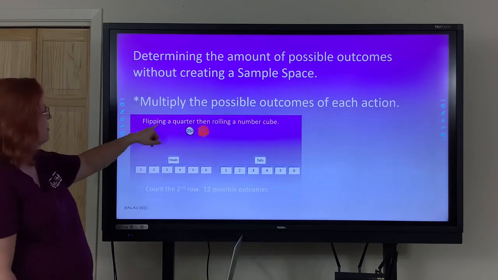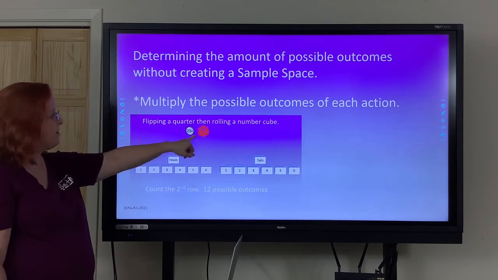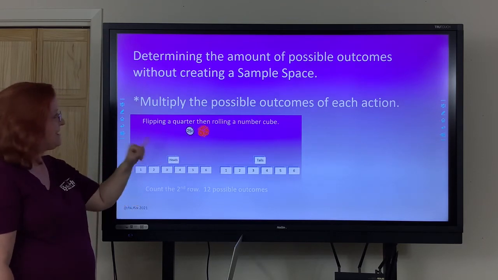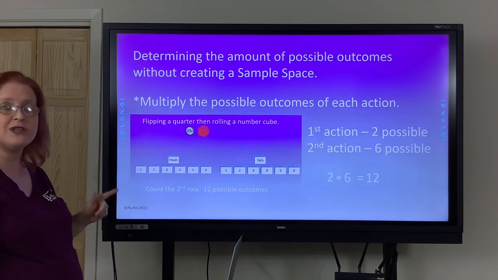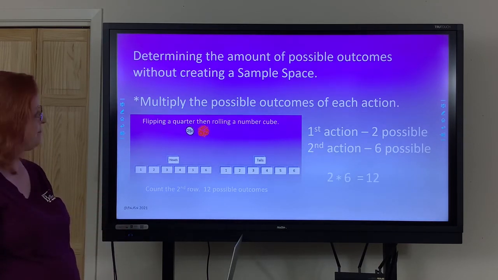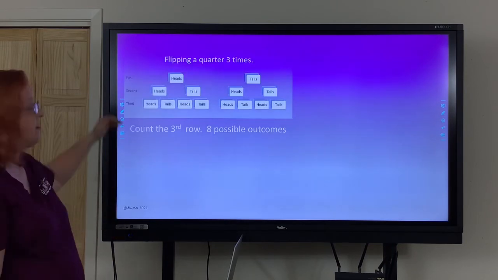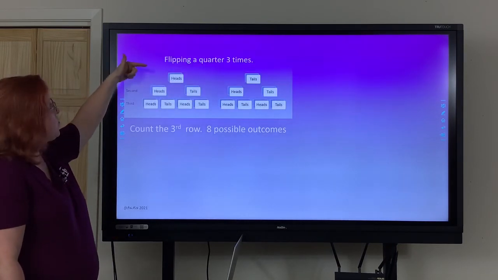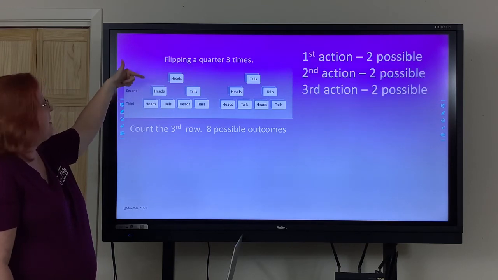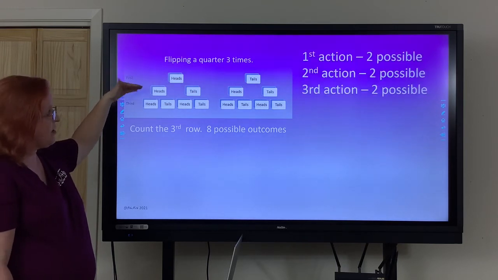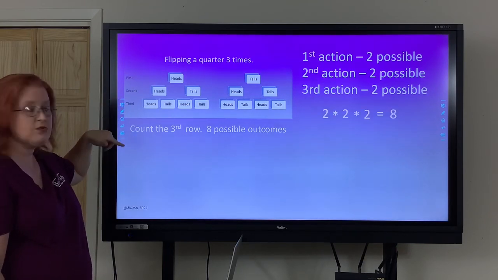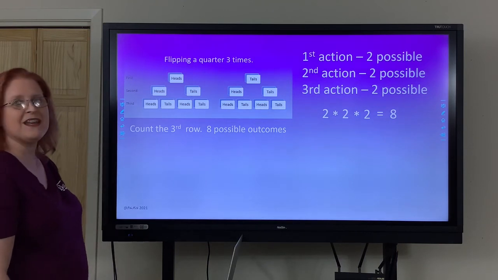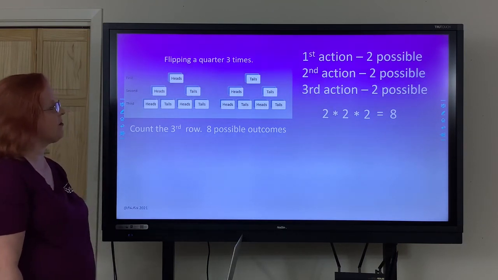When we had the quarter and the number cube, we would have 2 possible outcomes with the quarter, and then 6 possible outcomes with the number cube. And so we ended up with 2 times 6, which is 12. For flipping the quarter 3 times, we have heads or tails the first time. The second action is still 2, and the third action is still 2. If you multiply 2 times 2, you get 4, times 2, and you get 8. So there's 8 possible outcomes.